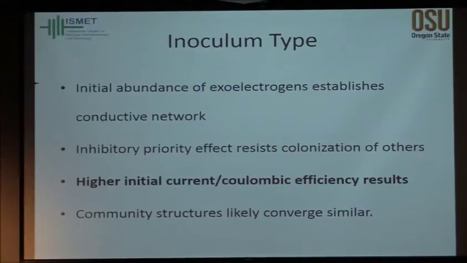This is probably because MFC effluent has a higher initial abundance of exoelectrogens, which can establish the conductive network. And the inhibitory priority effect of the conductive network can resist the colonization of other species, resulting in higher initial current or Coulombic efficiencies. But the influence of the inoculum type may not hold up for long-term operation, since the community structures likely converge over time.